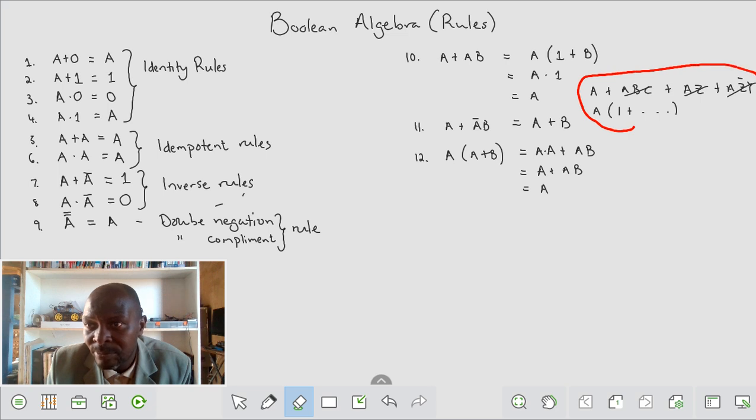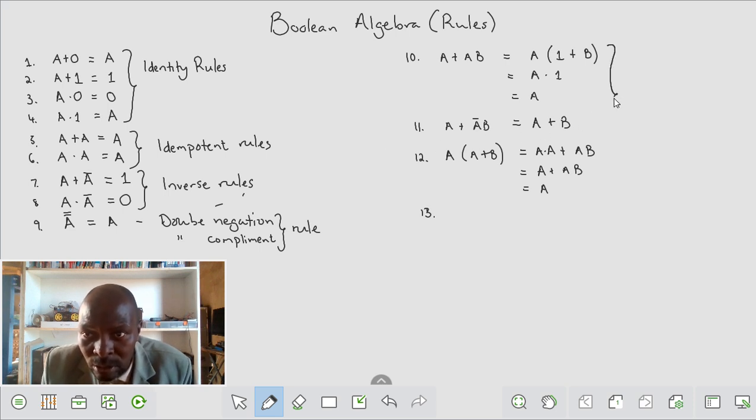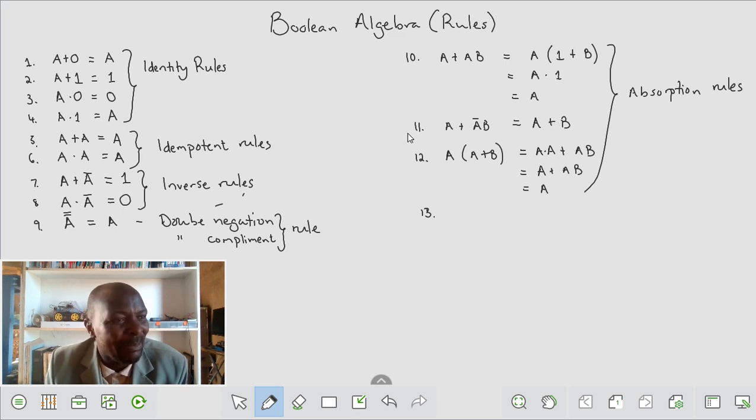All right, so now probably I should number them. I've seen how important it is to number them in case I need to refer to them later. Now this here will be, because you can see things are being absorbed into the brackets here, we are actually using absorption. So therefore these are absorption rules. Like I said, it's not really that important to be naming these things, as long as we know how to use them.